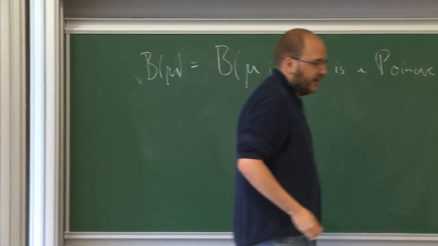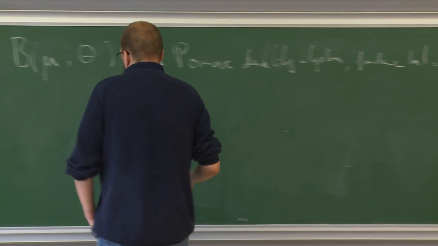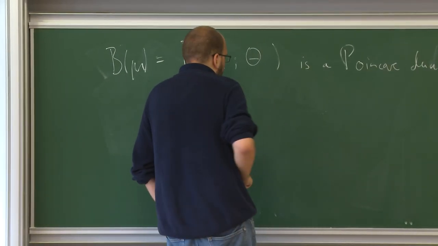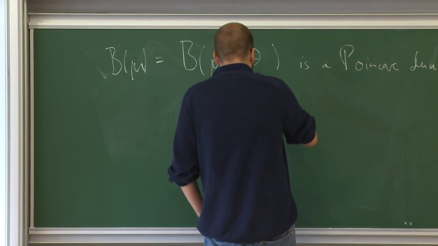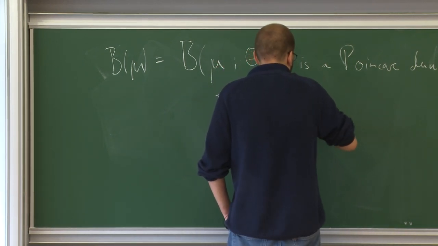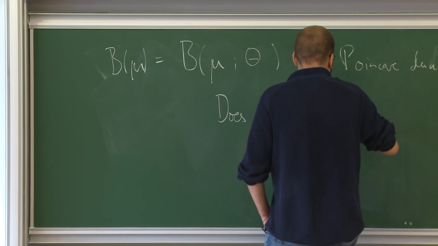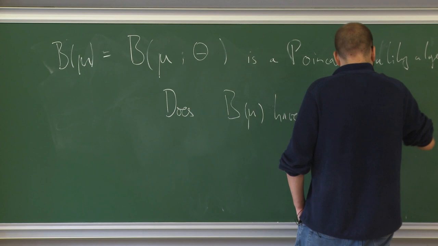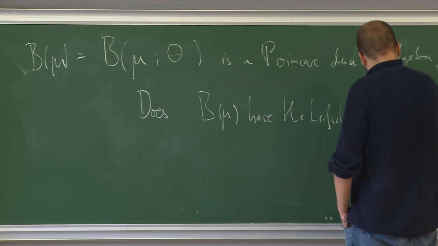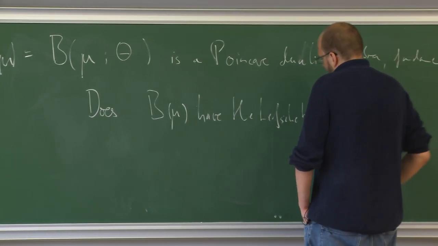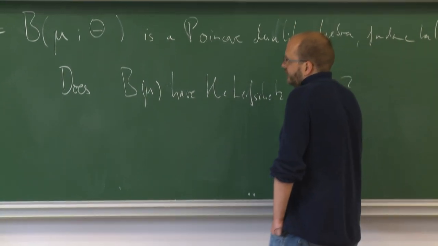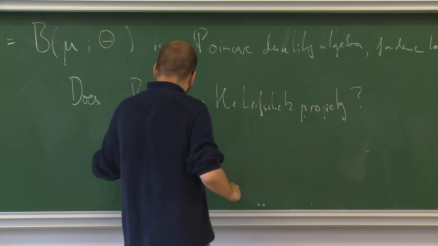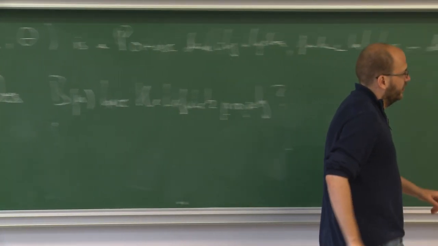So now I can ask again, does B of mu have the Lefschetz property? And again, the theorem. Maybe I should not start at the bottom of this to write the theorem.